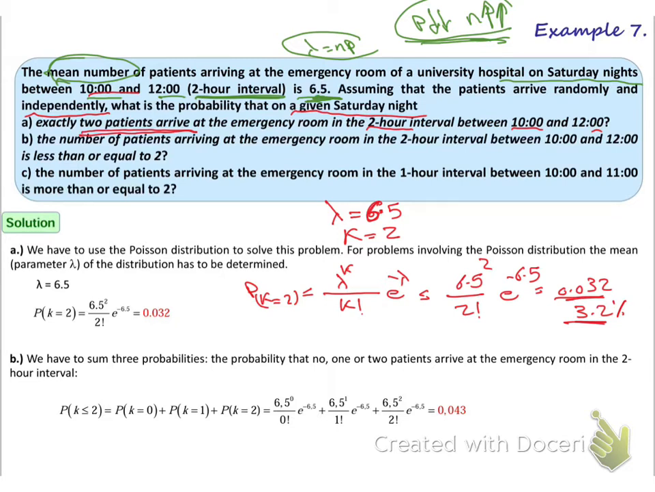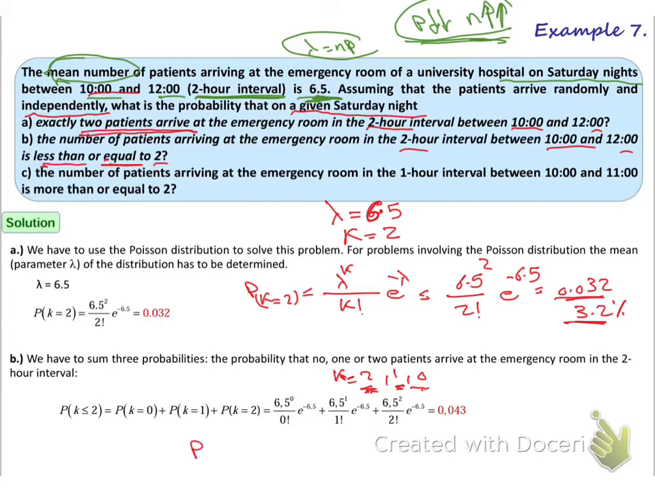The second question is now our favorite, repetitive question. The number of patients arriving at the emergency room in the 2 hour interval between 10 and 12 is less than or equal to 2. So k could be equal to 2, or 1, or 0. These are the 3. I have to get the probability. It is straightforward: you get the 3 probabilities and add them up. It is not 1 minus, because he did not say more than 2. He said he wants the patients to be less than or equal to 2, so 2, 1, and 0.